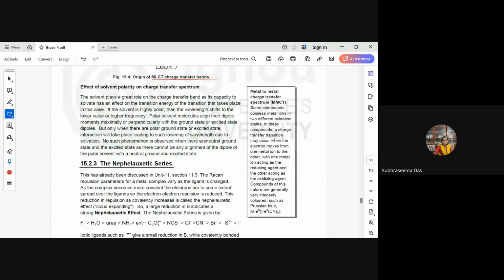Now coming to the effect of solvent polarity on the CT spectrum. We know solvent has a great role in charge transfer spectra, as it has an effect on the transition. It influences the transition energy. If we use a highly polar solvent, then the wavelength shifts to a lower value, or higher frequency. Now, polar solvent molecules align their dipole moments perpendicular.